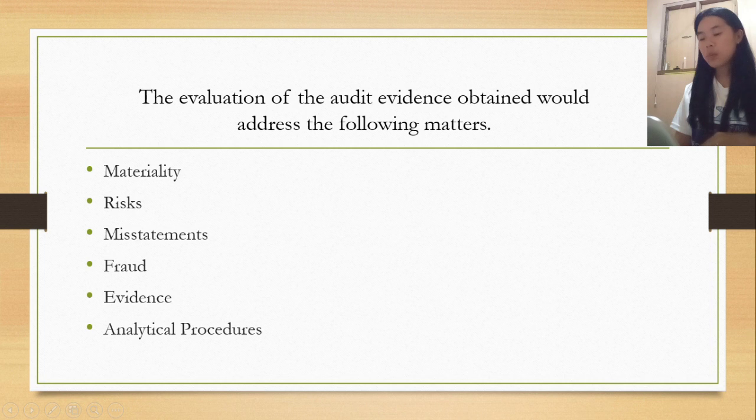So let's start with the materiality. The auditor shall assess whether the amounts established for overall and performance materiality are still appropriate in the context of the entity's actual financial results. If a lower materiality than that initially set is appropriate, the auditor is required to determine whether it is necessary to revise performance materiality and whether the nature, timing, and extent of the further audit procedures remain appropriate.